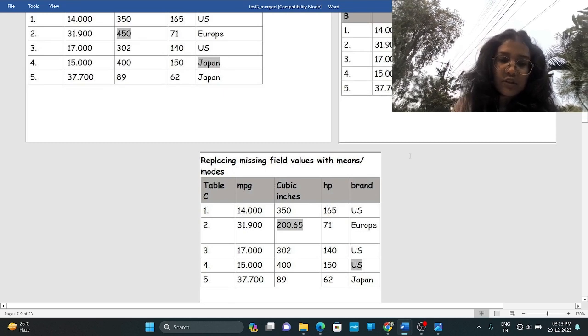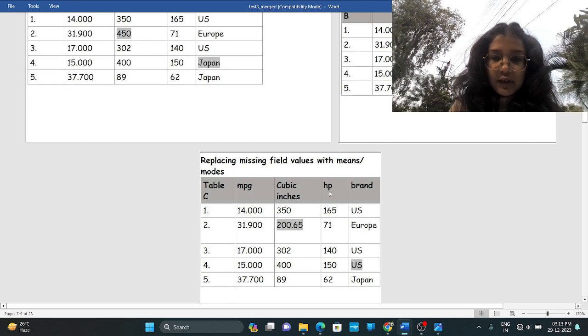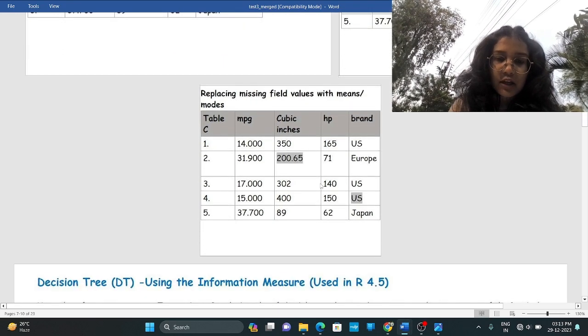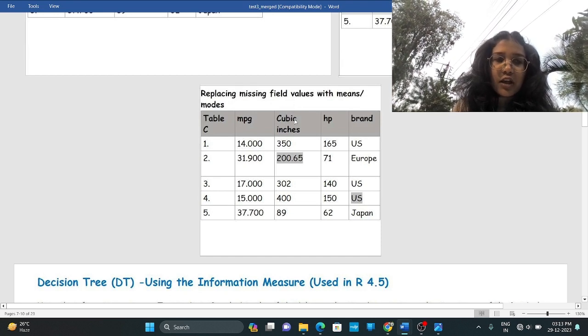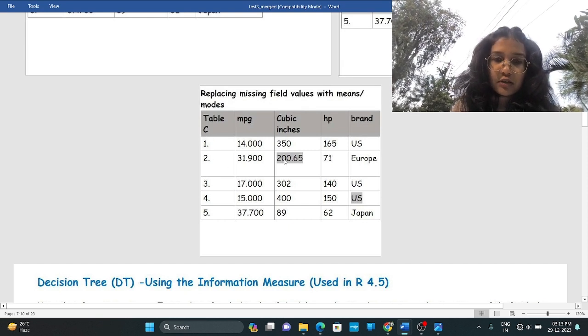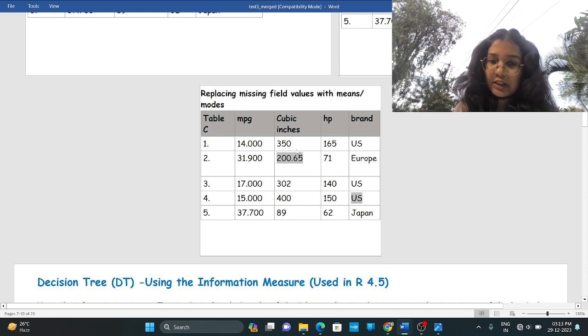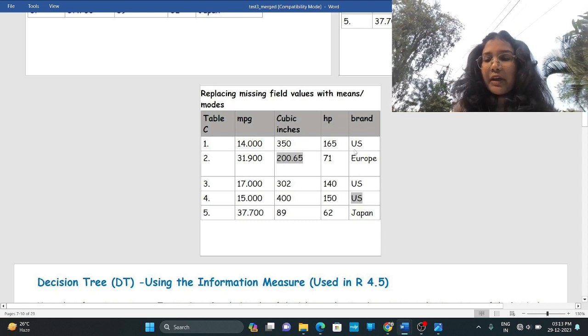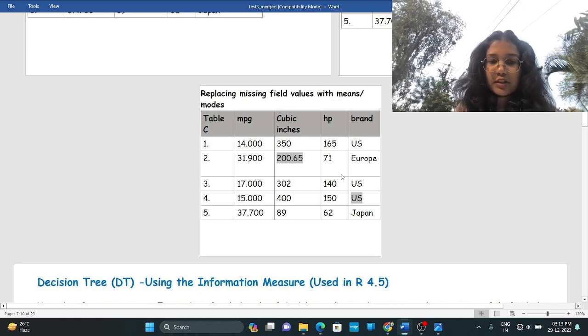Replace by process 3, replacing missing field values. We do cubic inches data's mean. So in serial number 2, we do the mean of the whole cubic inches, and in brand, we see the most common value which occurs again and again, and we put this on this place.